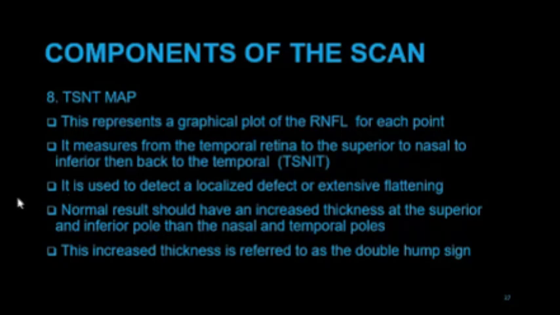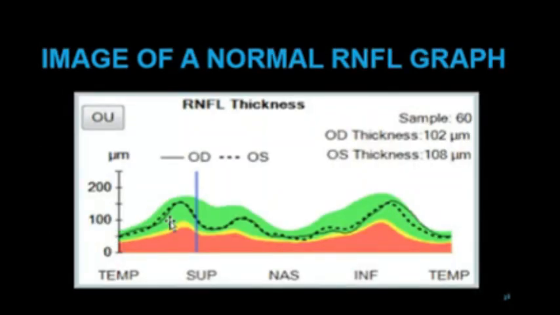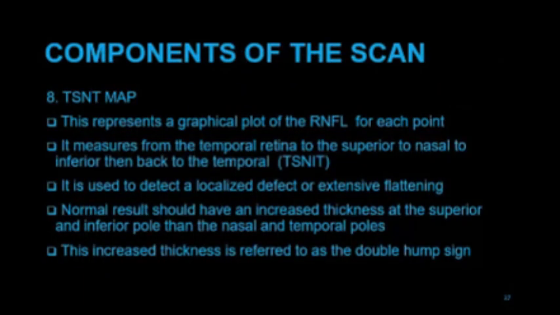Normal results should have an increased thickness at the superior and inferior poles than the nasal and temporal poles. Remember in glaucoma, remember your easing through the ISNT. And also we say that glaucoma affects more of the superior and inferior temporal fibers. This increased thickness is referred to as a double hump sign. So this is what we call the double hump sign, this place here and this place here. You see that there's a hump here as if like a hunchback and a hunchback. So this is what we call the double hump sign. Remember again, this is a graphical plot of the RNFL.